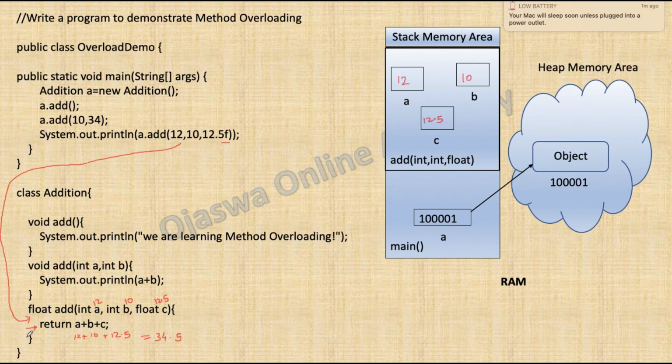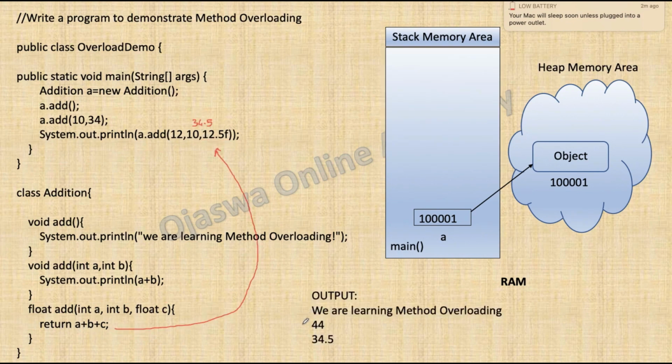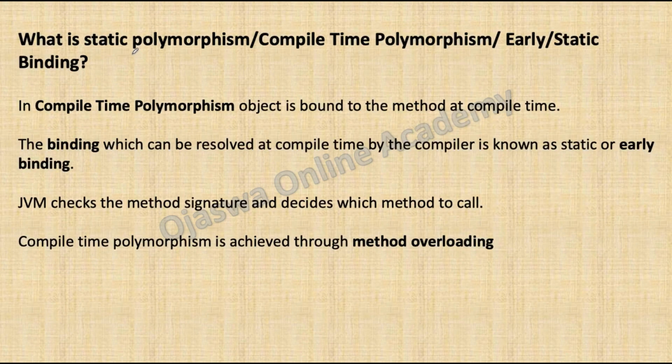34.5 is returned to the point from where the method call was made inside the println statement. So the output looks like this. 34.5 is printed to the console. So in this program we have seen what method overloading is. Method overloading is when a class has multiple methods with the same name but different parameter lists, and the lists can differ in the number of parameters, the type of parameters, or both. So we have seen method overloading.